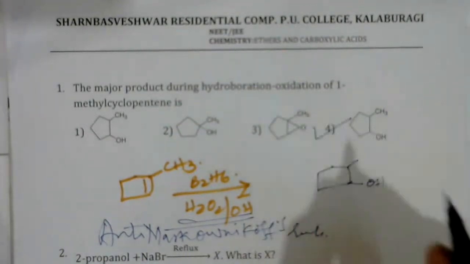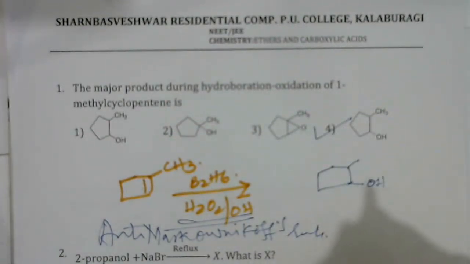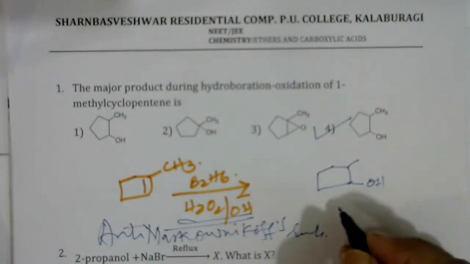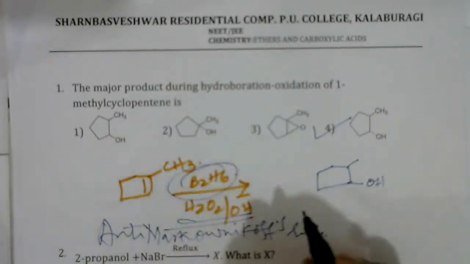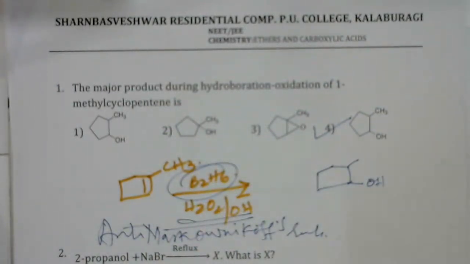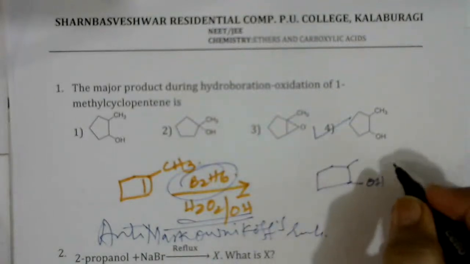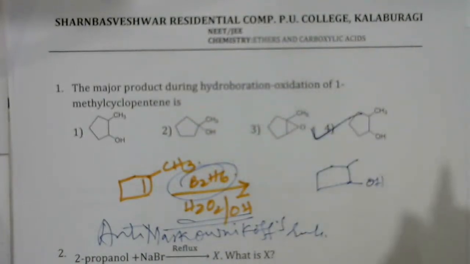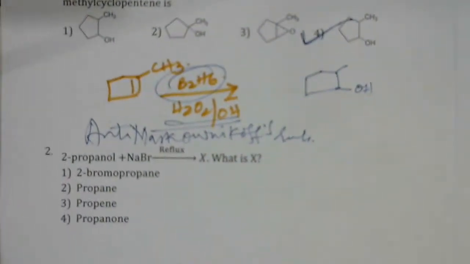The option is the fourth one. There is a simple way: instead of adding diborane, because diborane addition will take time, directly we can add water. But remember here, you have to follow anti-Markovnikov's rule. Therefore, the product is the fourth option. Next one.